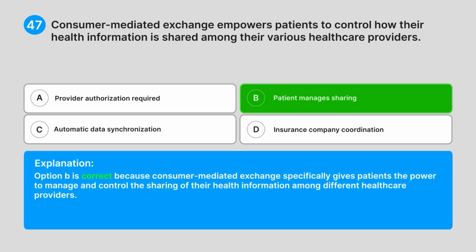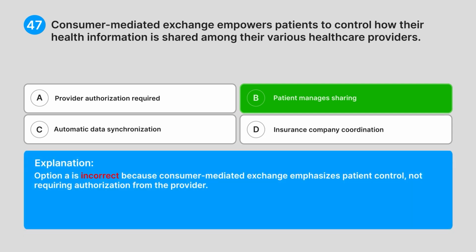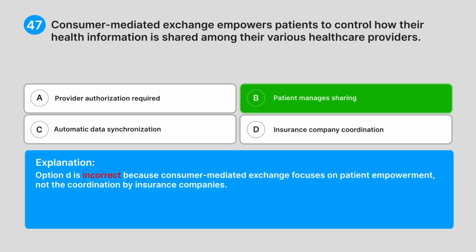Explanation. Option B is correct because consumer-mediated exchange specifically gives patients the power to manage and control the sharing of their health information among different healthcare providers. Option A is incorrect because consumer-mediated exchange emphasizes patient control, not requiring authorization from the provider. Option C is incorrect because consumer-mediated exchange involves active patient management of sharing, not automatic data synchronization. Option D is incorrect because consumer-mediated exchange focuses on patient empowerment, not the coordination by insurance companies.